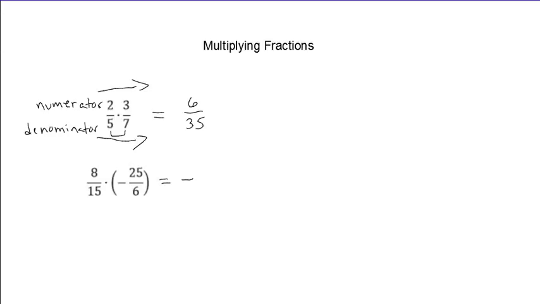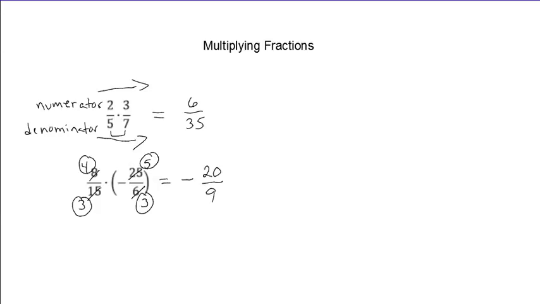So I notice that I have a 15 and a 25. They both share a factor of 5. 5 goes into 15 3 times. 5 goes into 25 5 times. I notice 8 and 6 share a factor of 2, so 2 goes into 6 3 times, 2 goes into 8 4 times. I do not see any other factors in common to any of the numbers that I have left over, so I will now multiply. My numerators are now 4 times 5, that is 20, and my denominators are 3 times 3, which is 9. So those are my examples.